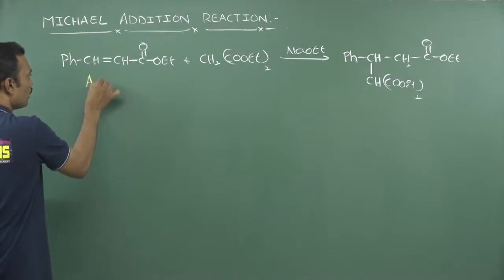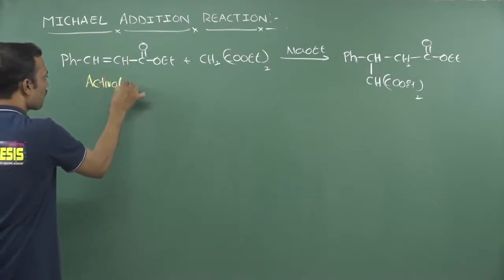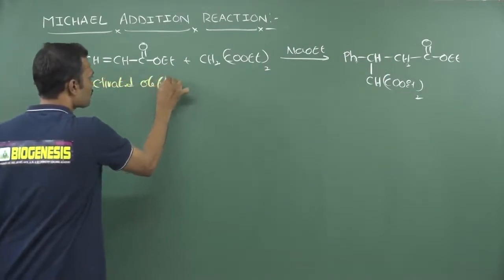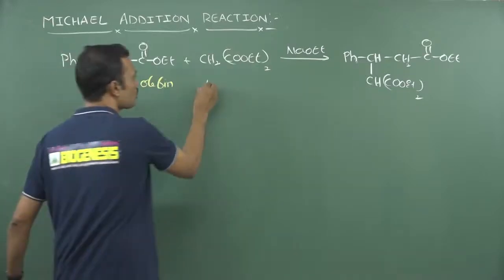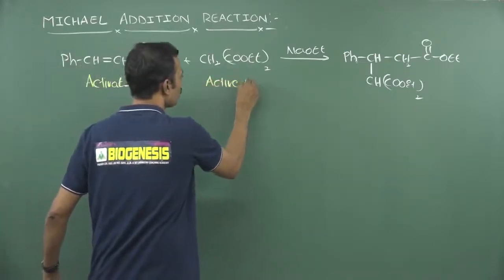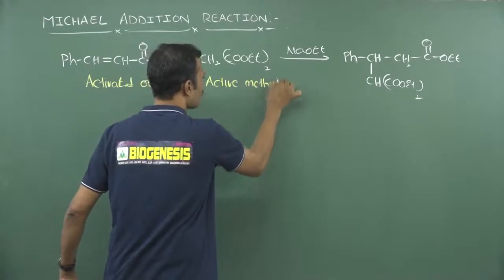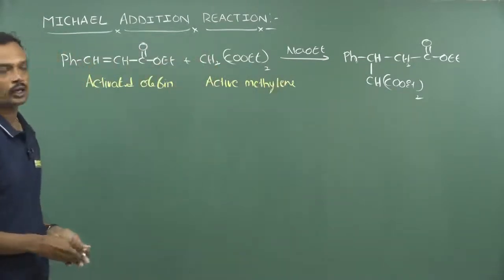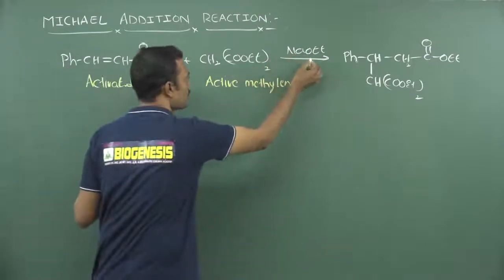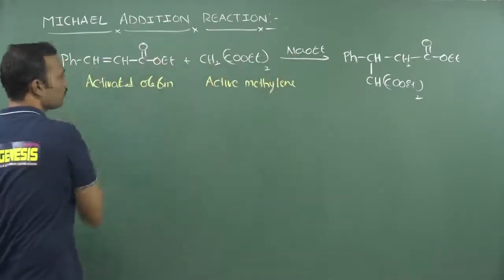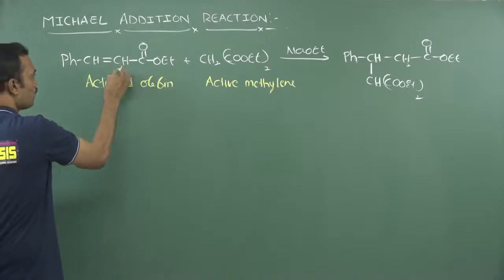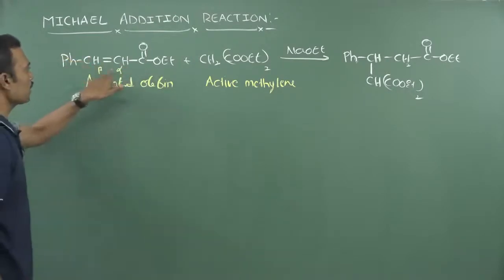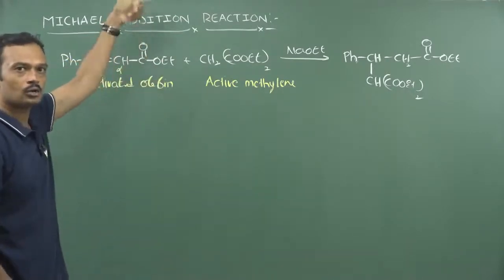So this is called the activated olefin. You remember it is an activated olefin. And what is this? This is called the active methylene group. Methylene is nothing but CH2 which carries two electron withdrawing groups, and this is a base catalyzed reaction, and this total part will be added on the beta carbon. This is called alpha and this is called beta. Alpha, beta unsaturated carbonyl, which is an electron withdrawing group.